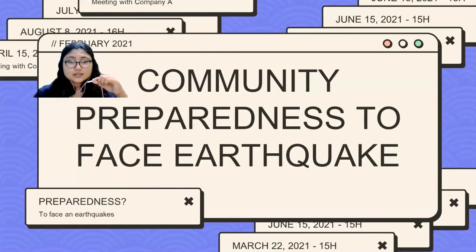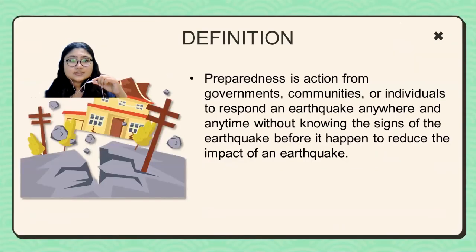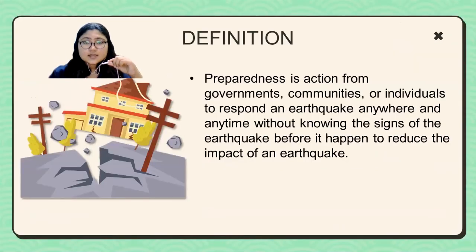Next, we will talk about community preparedness to face earthquakes. First, we will talk about the definition. Preparedness is action from governments, communities, or individuals to respond to an earthquake anywhere and anytime without knowing the signs of the earthquake before it happens, to reduce the impact of an earthquake.